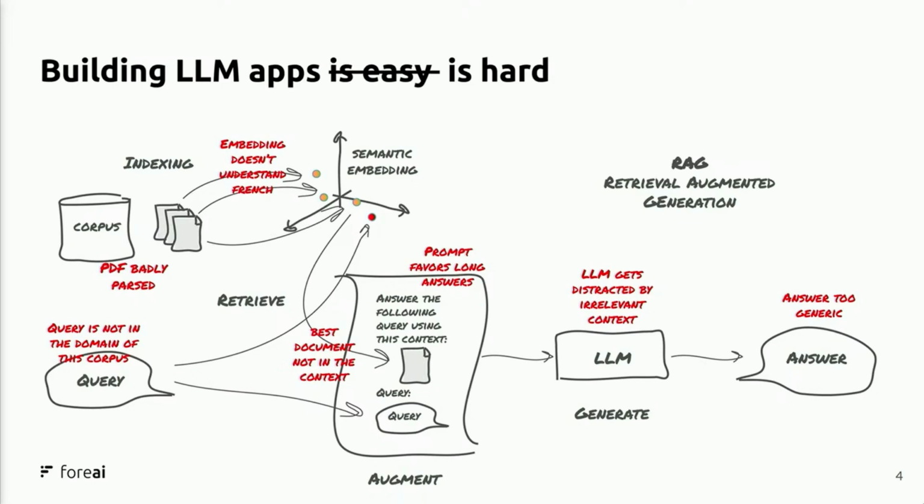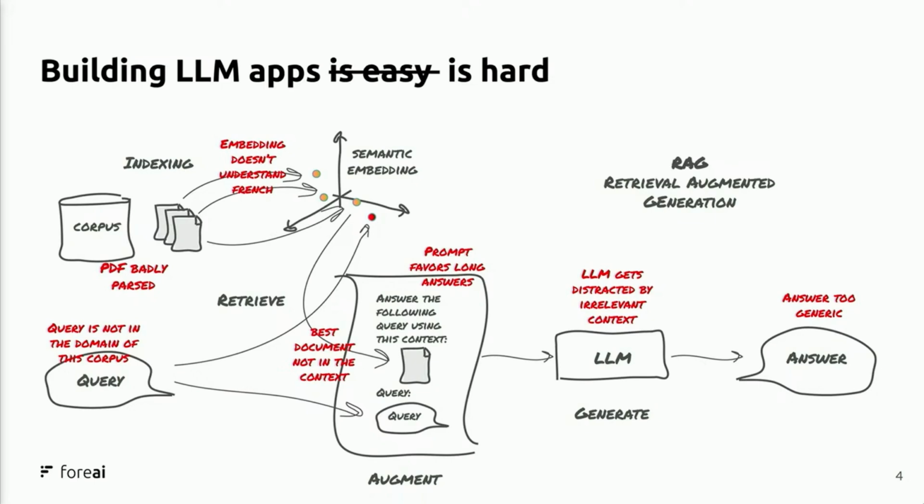In the next step, when the documents are retrieved, the best document that's actually containing the exact answer may not actually be in that context. Sometimes the prompt favors longer answers rather than shorter ones, and there's a bunch of different things that go into the prompt engineering for that.